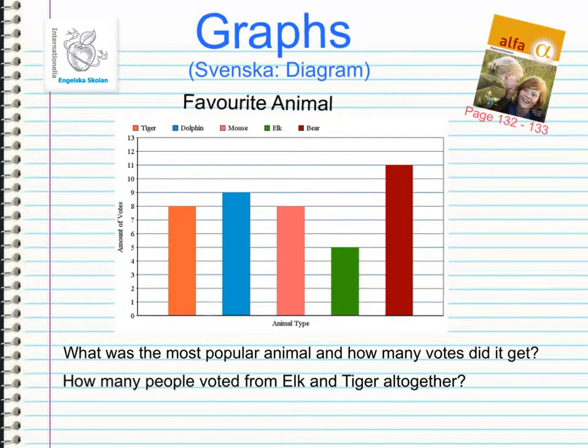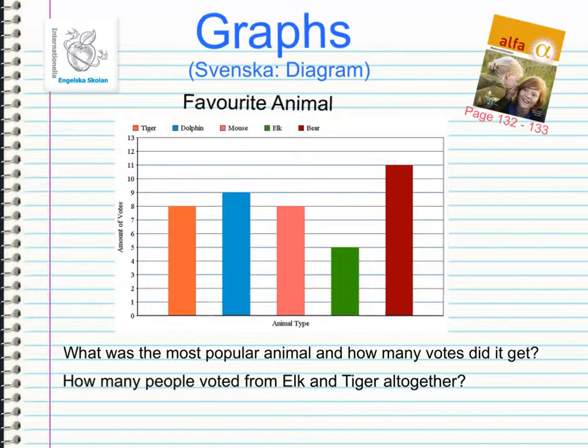The first thing that we need to do when we're looking at a graph is take a look at the titles. And you can see that the title for this graph is favorite animal. So that means that we will be shown information in this graph about a group of people's favourite animal.